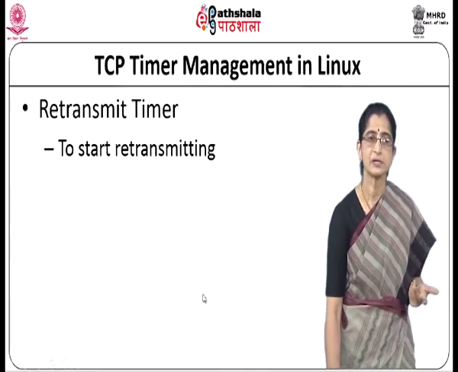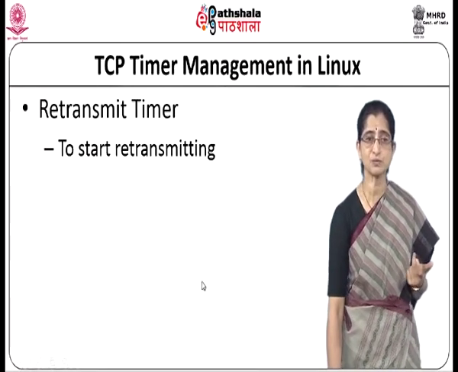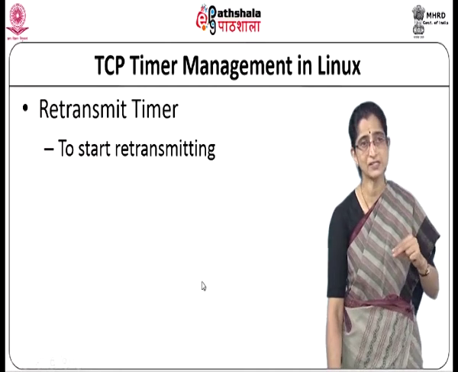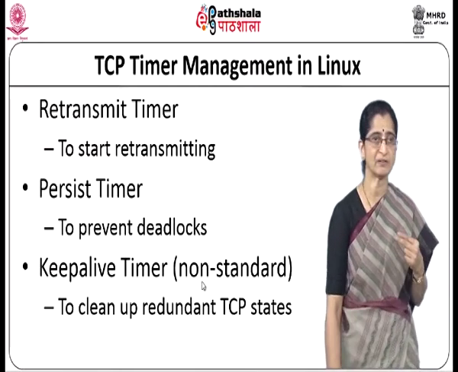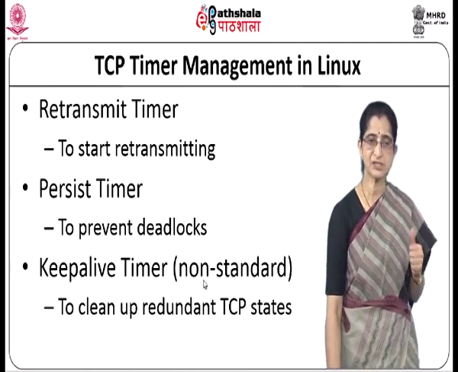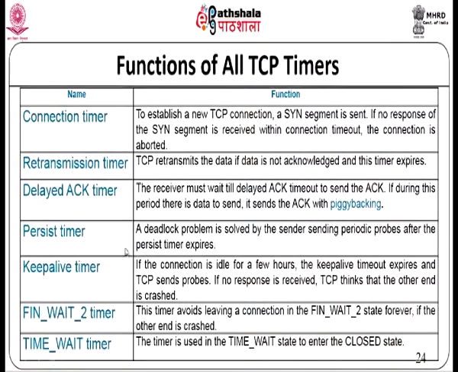Similarly, timer management is another very important aspect of TCP. There is a retransmit timer, a persist timer to prevent deadlocks, a keep alive timer and so on. So, this is the list of timers that we have. There is something called a connection timer. This is used whenever a new TCP connection is established. You wait for a timeout value for a connection response to be received. If you do not receive it within that time, the connection will be aborted.